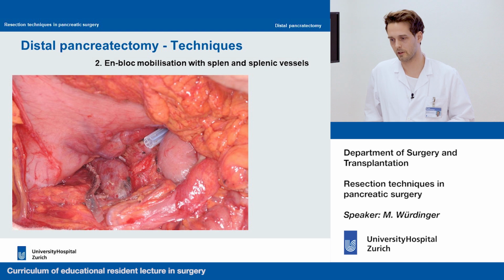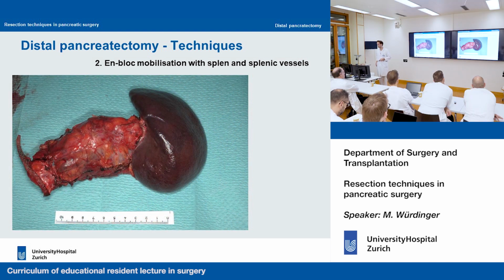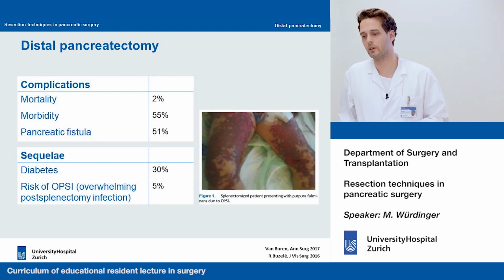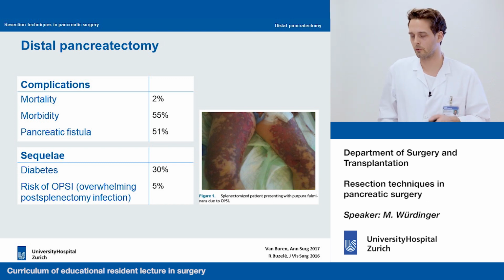This is the anatomy without the preparate, and this is the preparate. In this case, from a patient with an adenocarcinoma of the distal pancreas. The complications are quite the same like in the partial pancreatic duodenectomy. Mortality rates are also low with 2%. The morbidity is also high with over 50%.